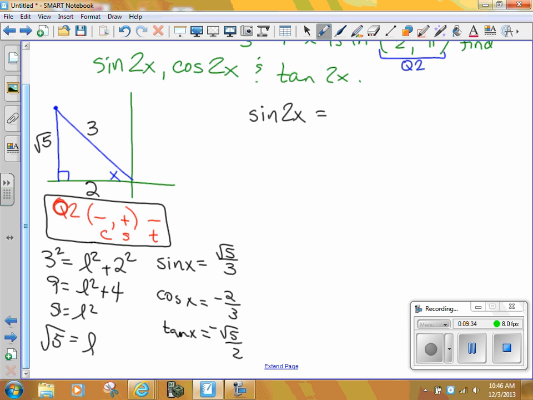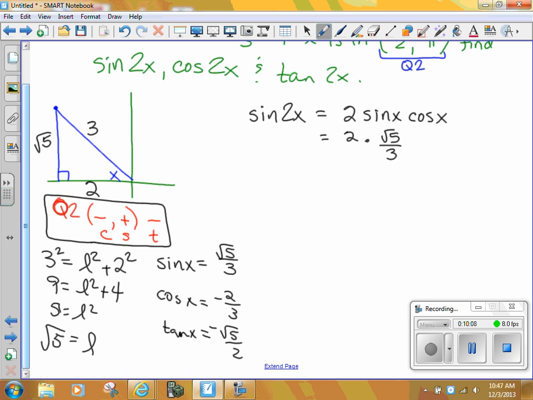What is the sine double angle formula? 2 sine x cosine x. And for your notes, please write the formulas. I don't care what you do on your homework. I think you know what my suggestion is. Write the formulas. But you must write the formulas in your notes. You got to. What is sine of x? Square root of 5/3.